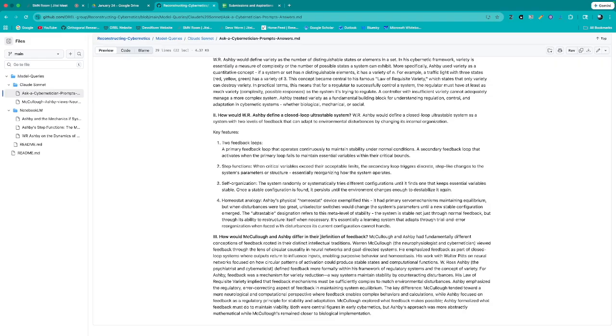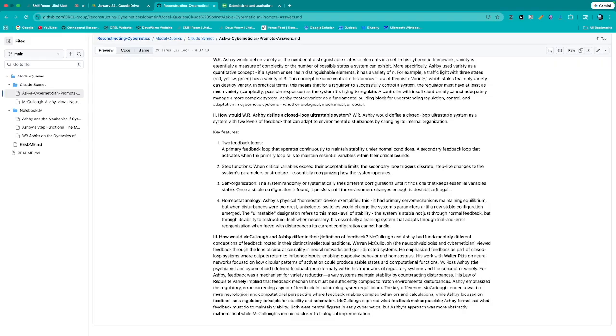Warren McCullough, the neurophysiologist and cybernetician, viewed feedback through the lens of circular causality in neural networks and goal-directed systems. He emphasized feedback as part of a closed-loop system where outputs return to influence inputs, enabling purposive behavior and homeostasis. His work with Walter Pitts on neural networks focused on how circular patterns of activation could produce stable states and computational functions.